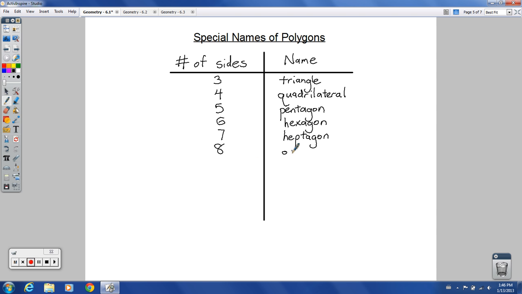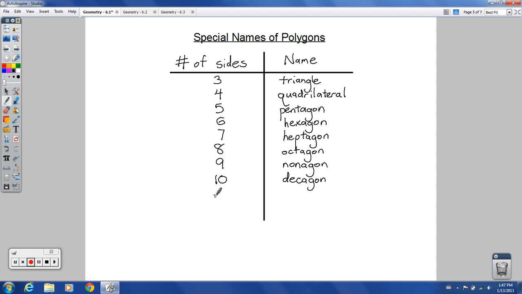8, you've seen stop signs before. Octagon for an 8-sided shape. 9 and non kind of sound the same, so that's how I remember that one. 9 goes with nonagon. And then 10, I think of a decade, I think of a decathlon, which is 10 events in the Olympics for the men. They do 10 events over the course of 2 days, a decagon.